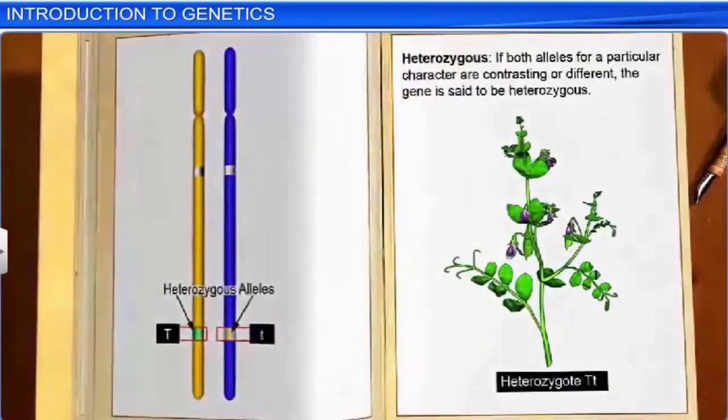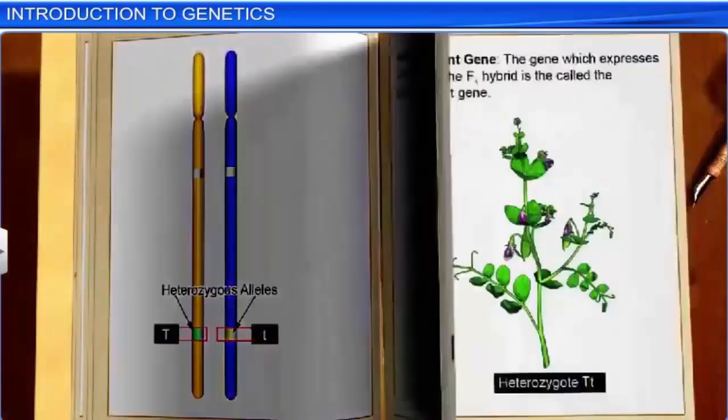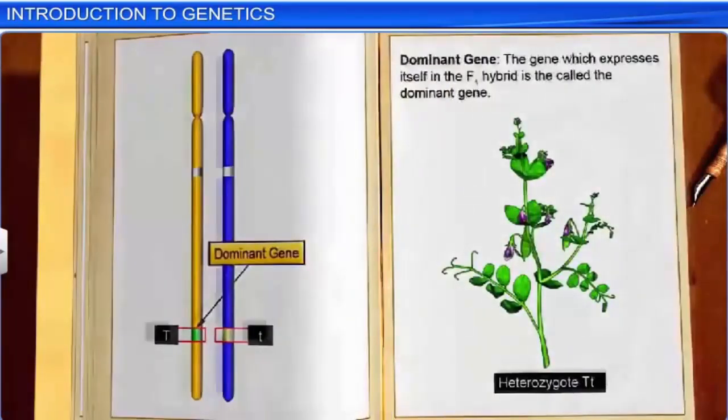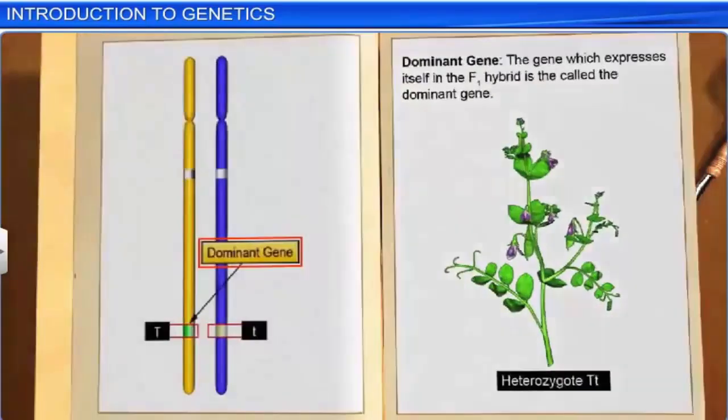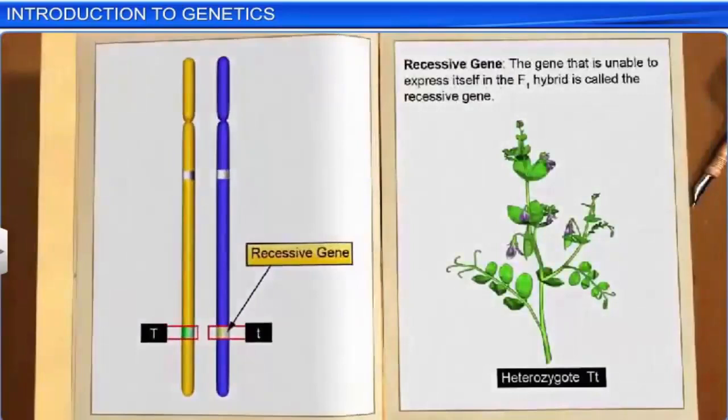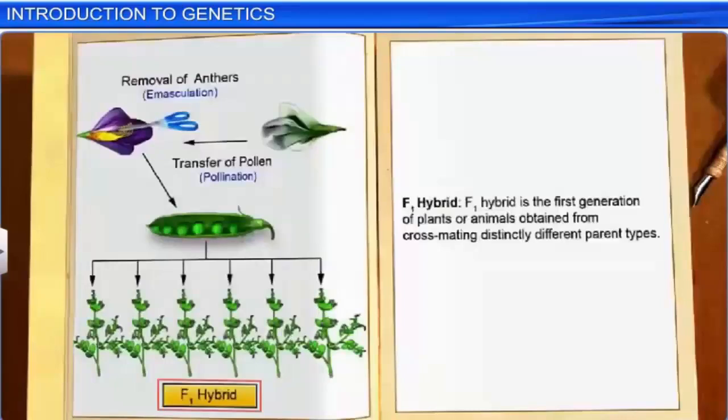In a heterozygote, only one of the contrasting genes is able to express itself, while the other gene remains hidden. This gene, which expresses itself in the F1 hybrid, is called the dominant gene, while the gene that is unable to express itself is called the recessive gene. F1 hybrid or first filial generation is the first generation of plants or animals obtained from cross-mating distinctly different parent types.